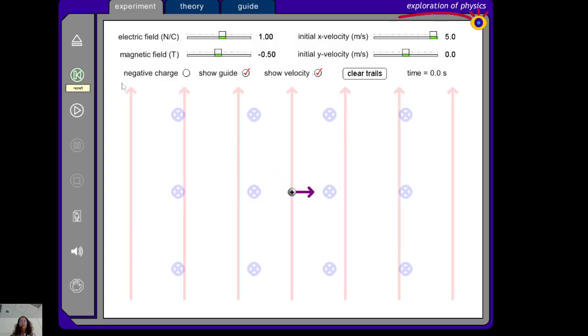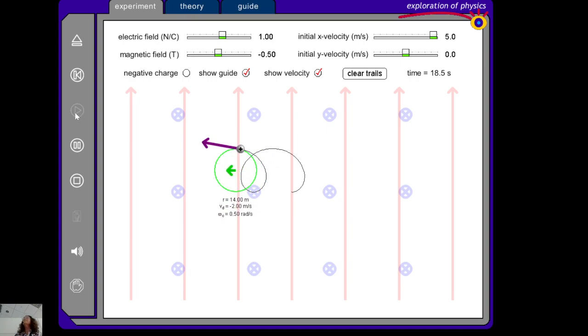Now, just for fun, I can have both. I can have the electric field and the magnetic field. And then you have a very interesting motion. So one field makes it go faster, and one field makes it go around a circle, and you have a complex motion. Okay?